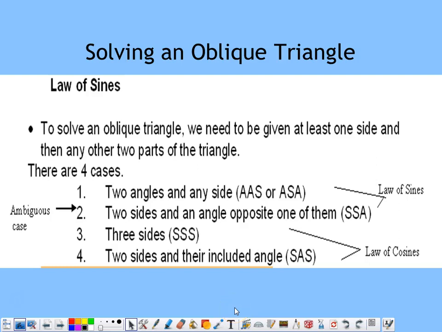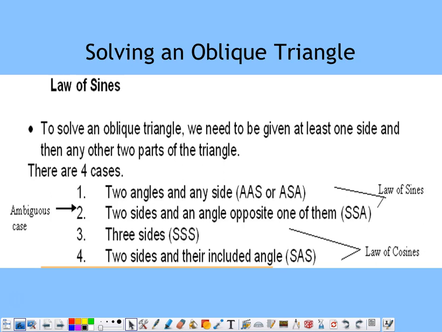Okay, so we're going to be learning how to solve an oblique triangle. And so your first question might be, what's an oblique triangle? An oblique triangle is just a triangle with no right angles.